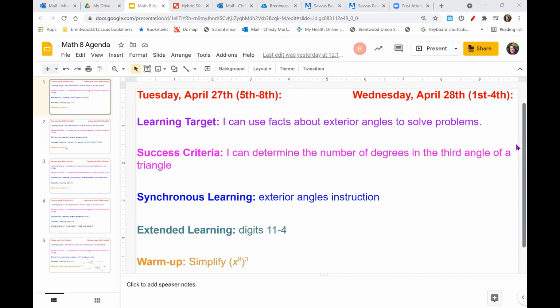Sometimes you're trying to figure out the exterior angle. Sometimes they've given you the exterior angle and they want you to find an interior angle. So your learning target is that you'll be able to figure out problems that have exterior angles. Your success criteria is that you'll be able to determine the number of degrees in the third angle. This time it may not be on the inside, it may be on the outside. I'm going to show you how to do that. And then when we separate and go our merry ways, you will be doing 11-4 in digits.